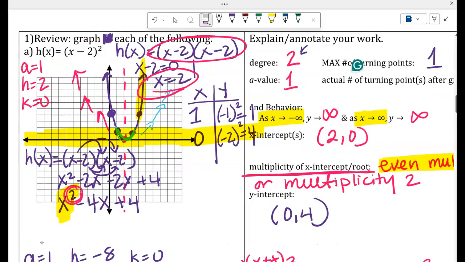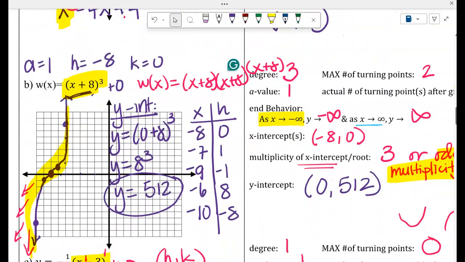So this first one, if you guys remember, we have an even multiplicity. Remember, an even multiplicity is when we have like the power of 2 or the power of 4. So the power of 2 meaning that we write it out twice and it looks exactly the same. So that's an even multiplicity. And we talked about an even multiplicity having it bouncing off the x-intercept.